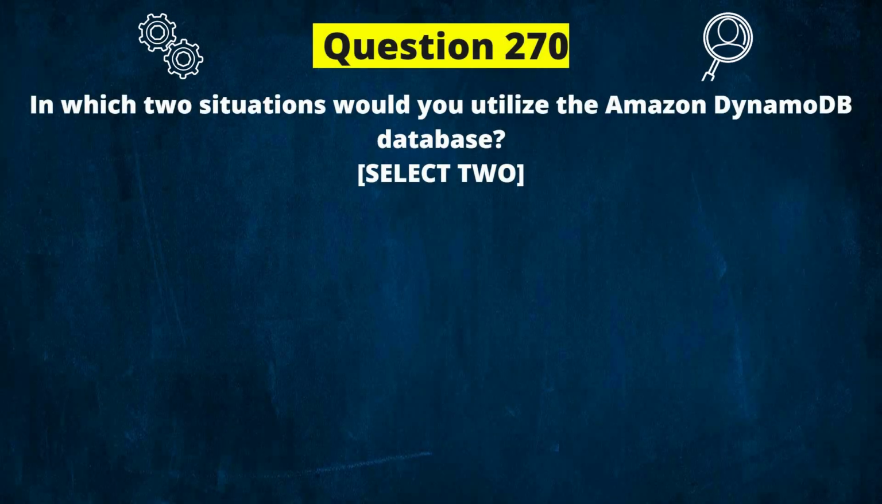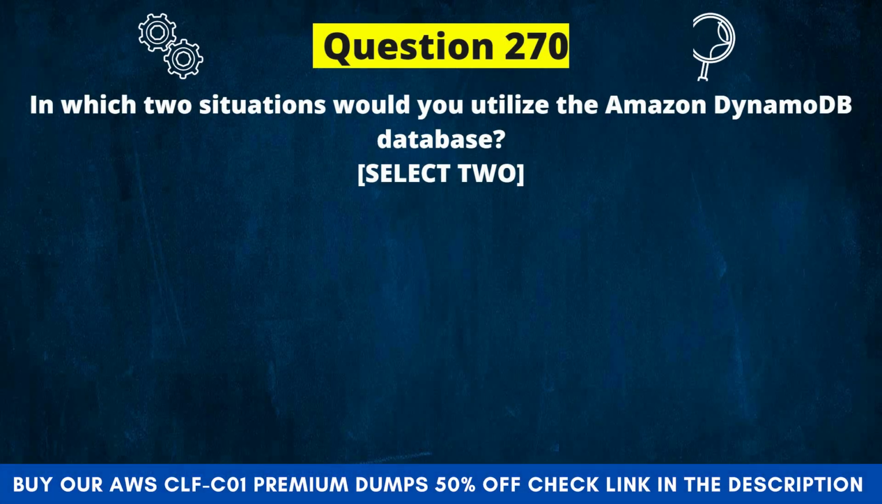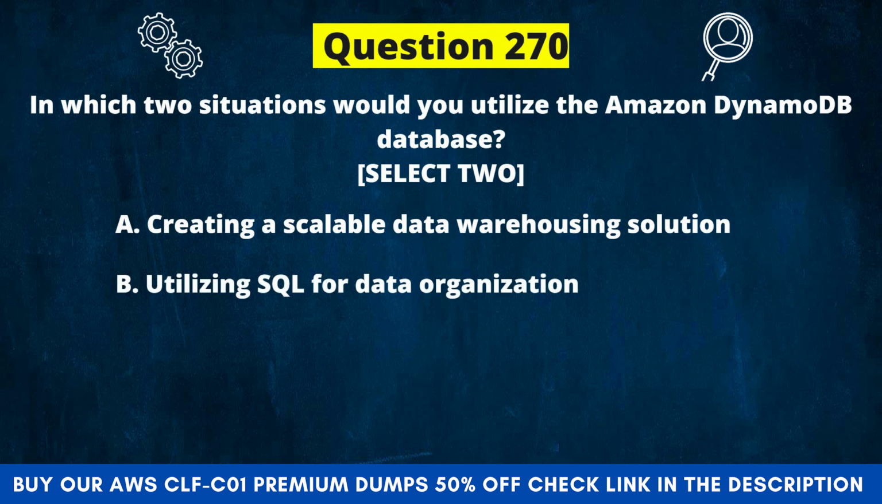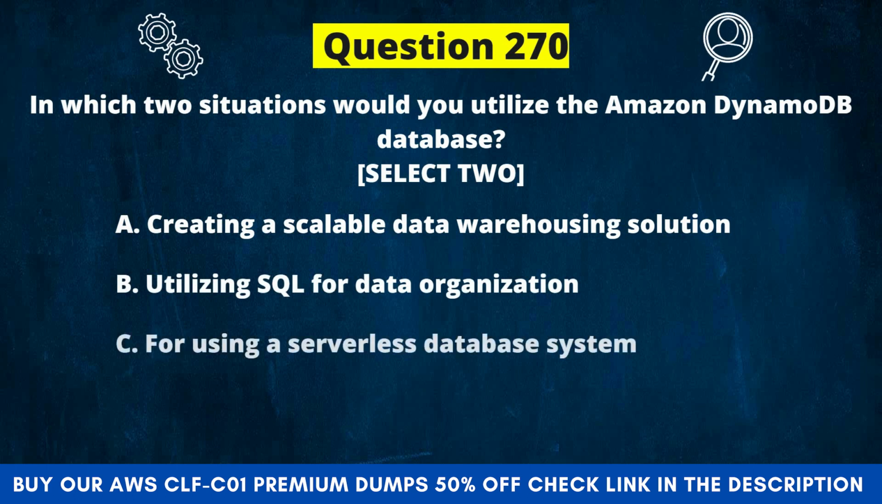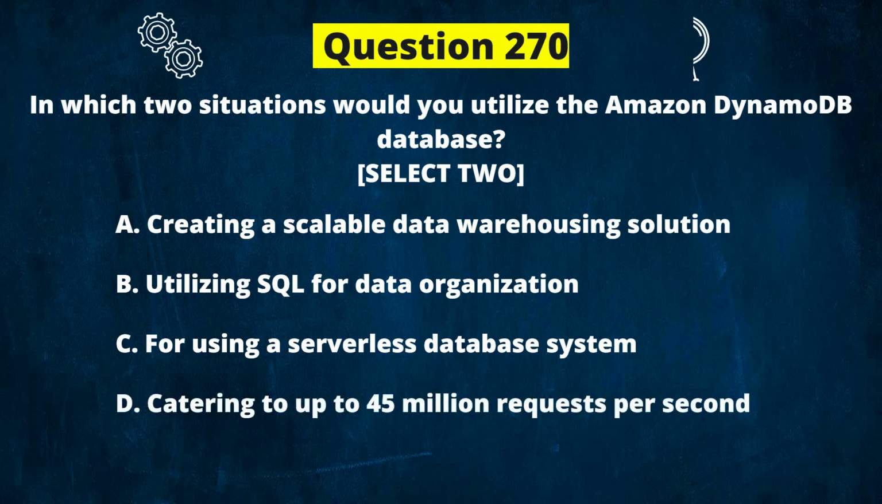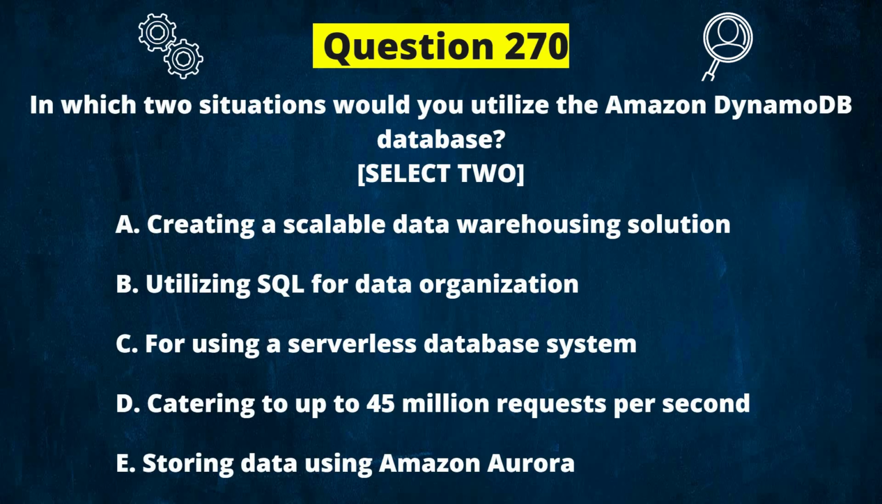Question 270. In which two situations would you utilize the Amazon DynamoDB database? Select two options. The options are: A. Creating a scalable data warehousing solution. B. Utilizing SQL for data organization. C. For using a serverless database system. D. Catering to up to 45 million requests per second. E. Storing data using Amazon Aurora.